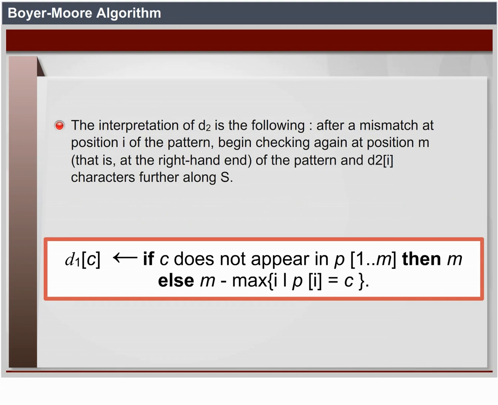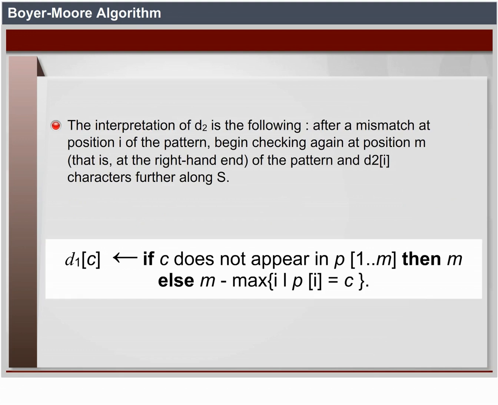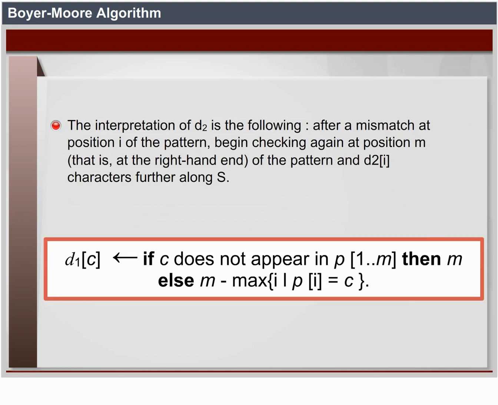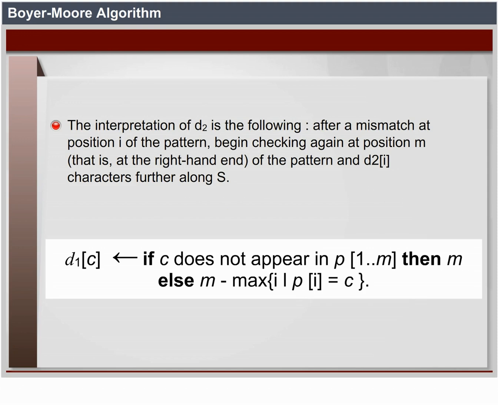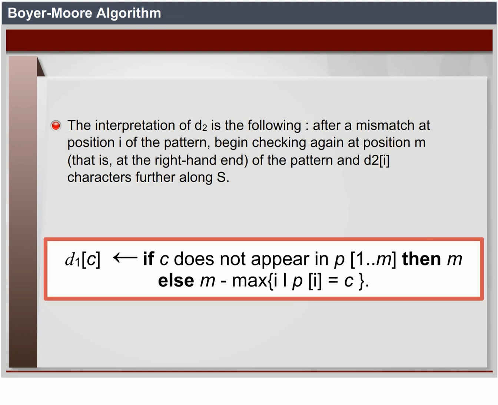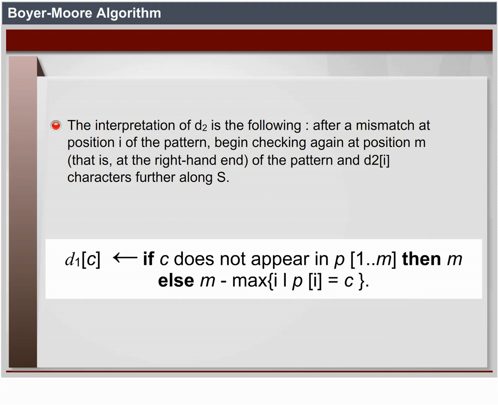The interpretation of D2 is the following. After a mismatch at position i of the pattern, begin checking again at position m, that is at the right hand end of the pattern, and D2 of i characters further along S.